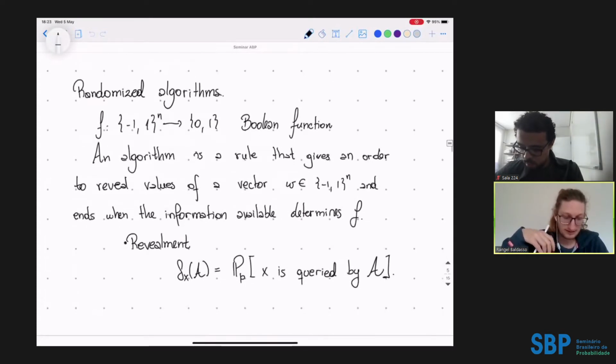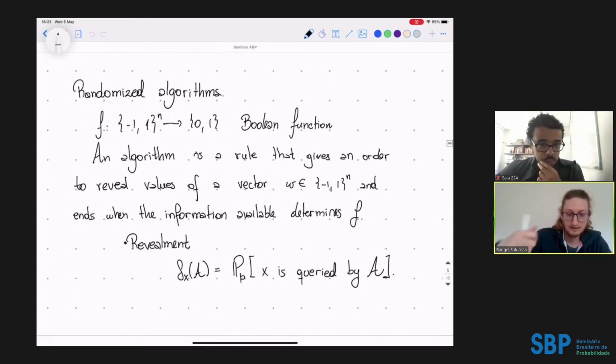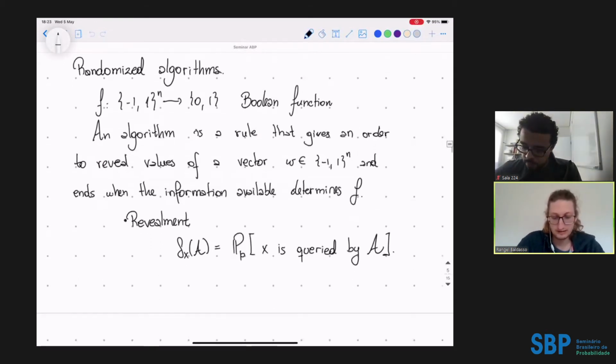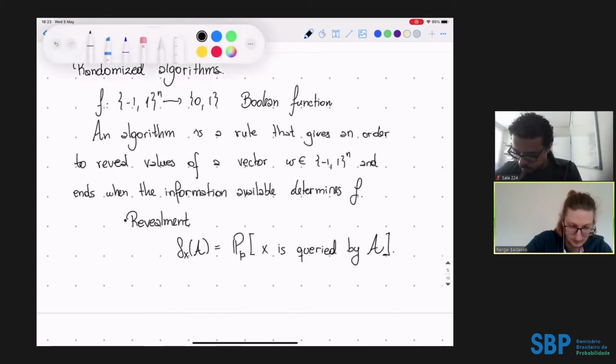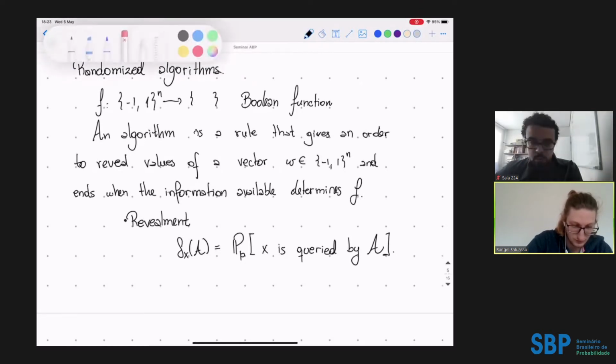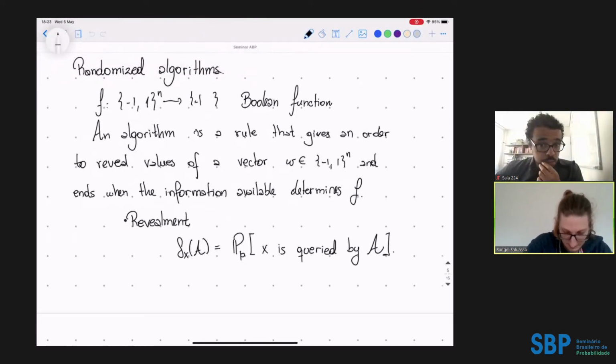We rely on something that's called a randomized algorithm. So what is a randomized algorithm? We start with a Boolean function. So we have a function f that's Boolean, from {-1, 1}^n to {-1, 1}. Maybe it's better to put -1, 1 to keep the same notation, but it doesn't really matter.